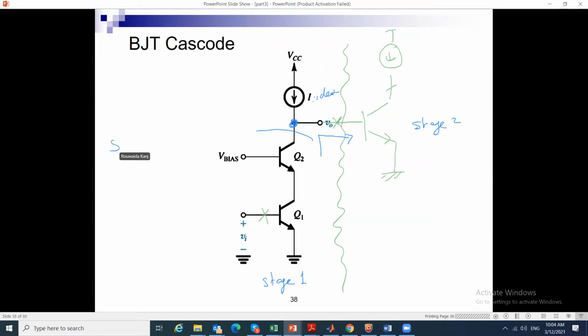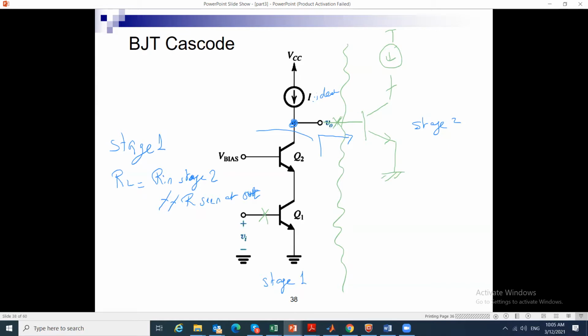For stage 1, my R load is really Rn of stage 2, and in this derivation that is in this slide, in parallel with the resistance of any other resistance seen at the output node outside the amplifier that I am studying, meaning if the current source is not ideal, outside the amplifier that I am studying. Okay?